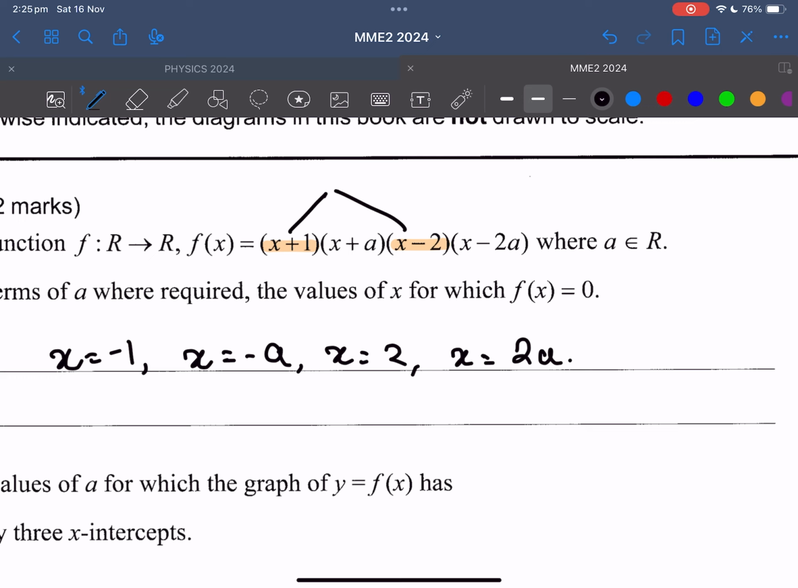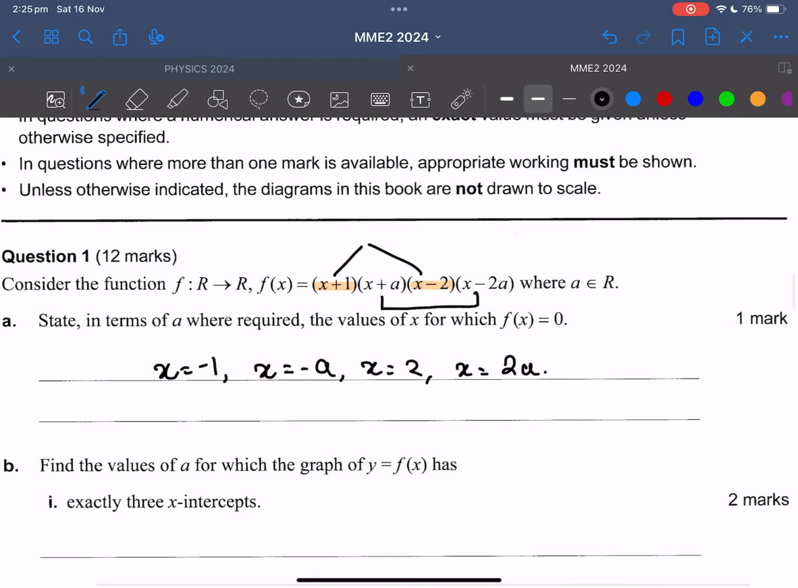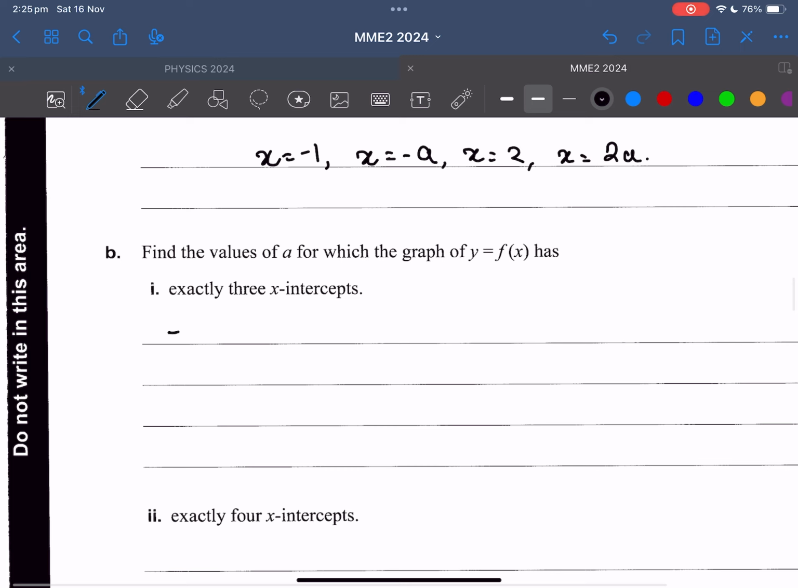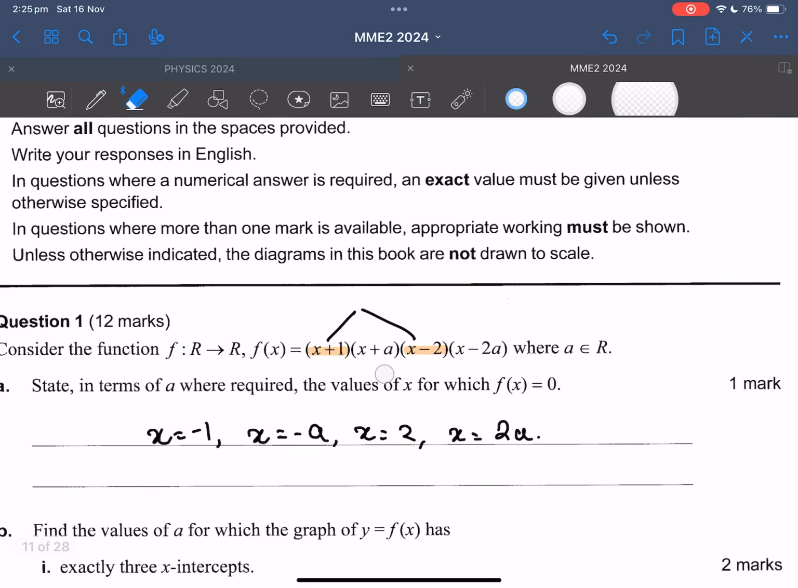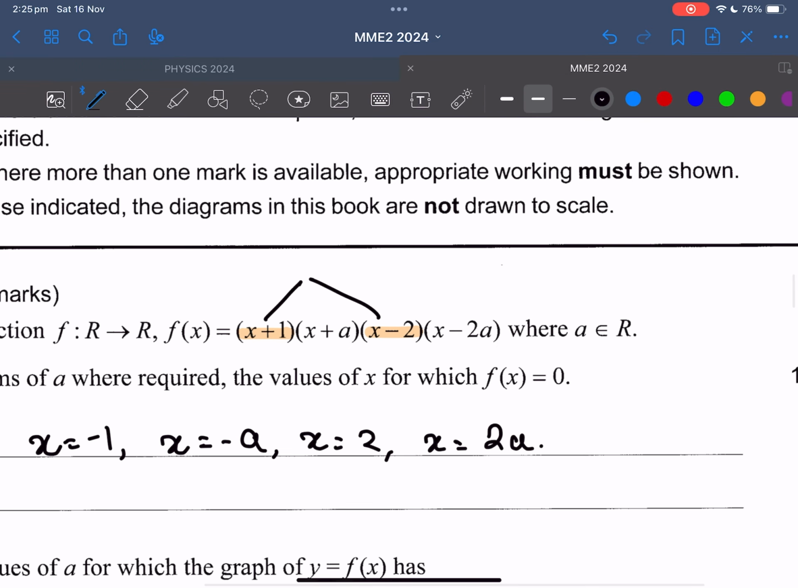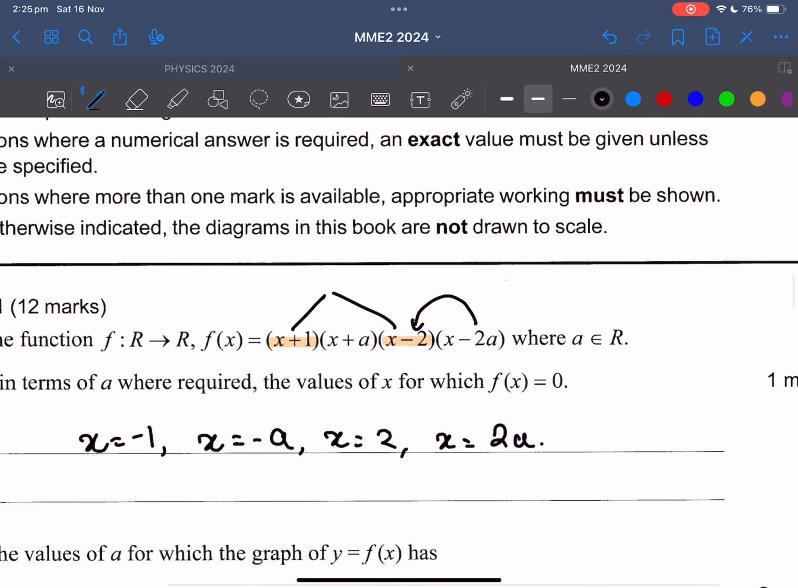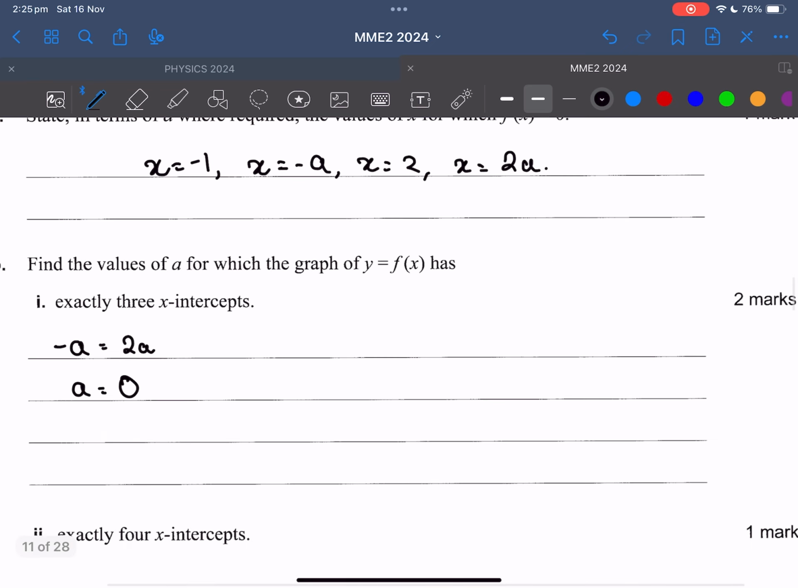Well, we have to look at a couple of different scenarios. First of them is when this and this are equal. Okay? So let's do that real quick. So negative a is equal to 2a. So we get a is equal to 0. Okay? That's the first scenario done. Now, we have to see what happens when 2a is equal to 2. Right? So that's also one of the scenarios. So 2a equals 2. So a is equal to 1.